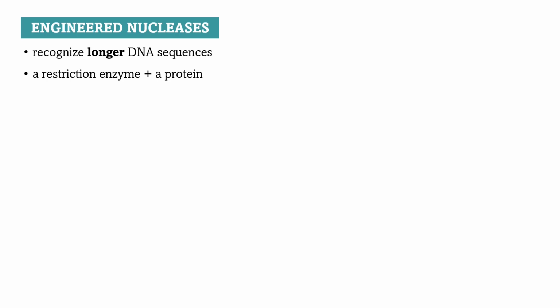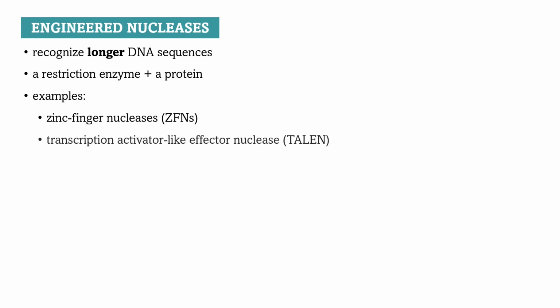An example of engineered nucleases are zinc-finger nucleases, which use a DNA binding domain called a zinc-finger and a restriction enzyme. Another example is a transcription activator-like effector nuclease, which contains a protein that binds to sequences in promoters.